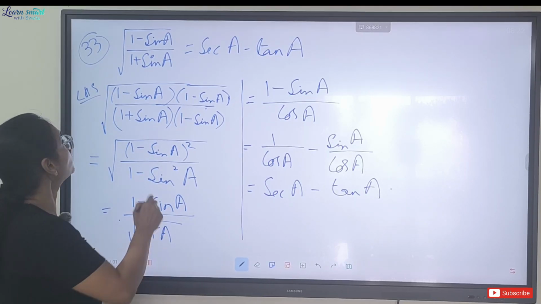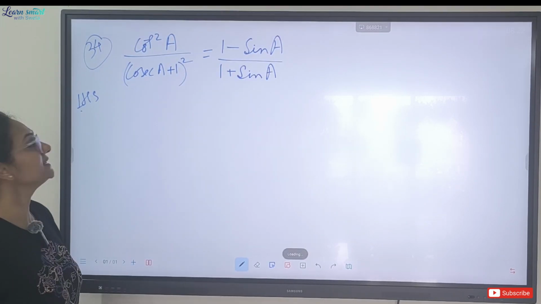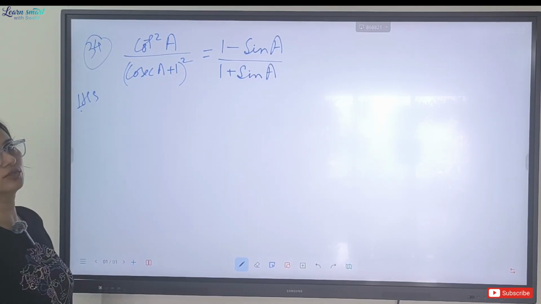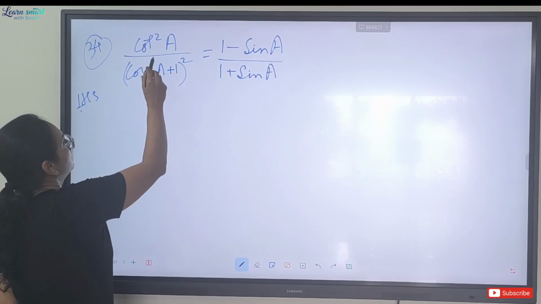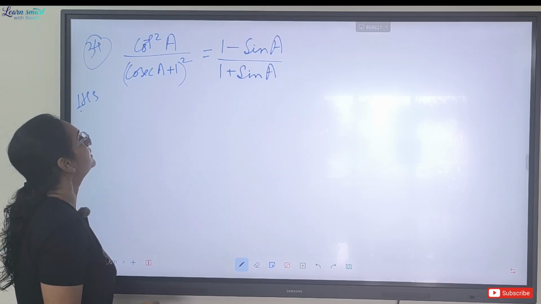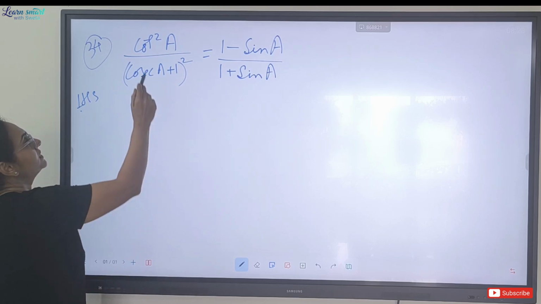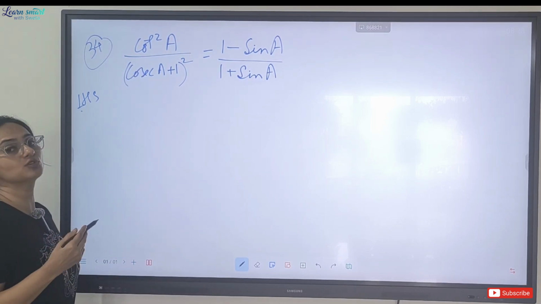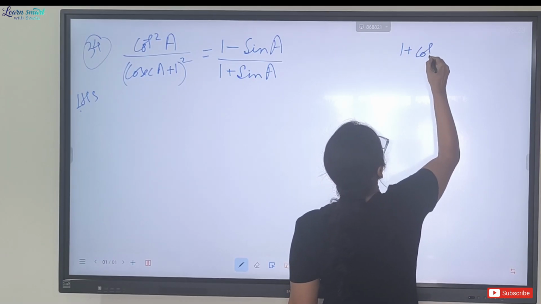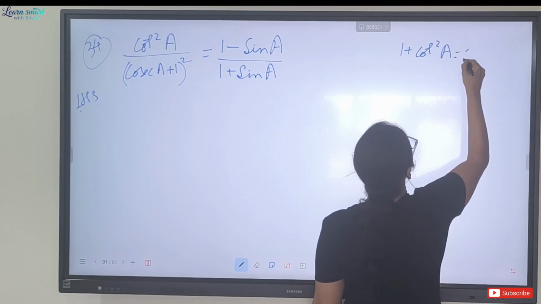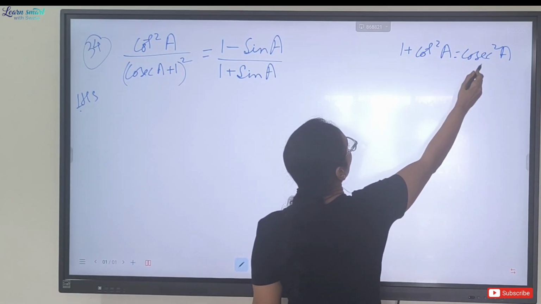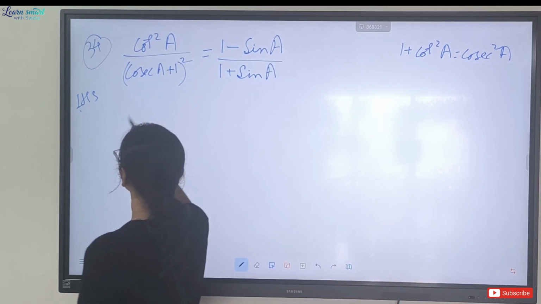Let's see the next question, question number 34. We have cot square A by cosec A plus 1, the whole square. Since this is cot and here we have cosec A plus 1 the whole square, we will try to write this cot in terms of cosec. We know the identity 1 plus cot square A equals cosec square A. So cot square A we can write as cosec square A minus 1, and that's what we will do over here.